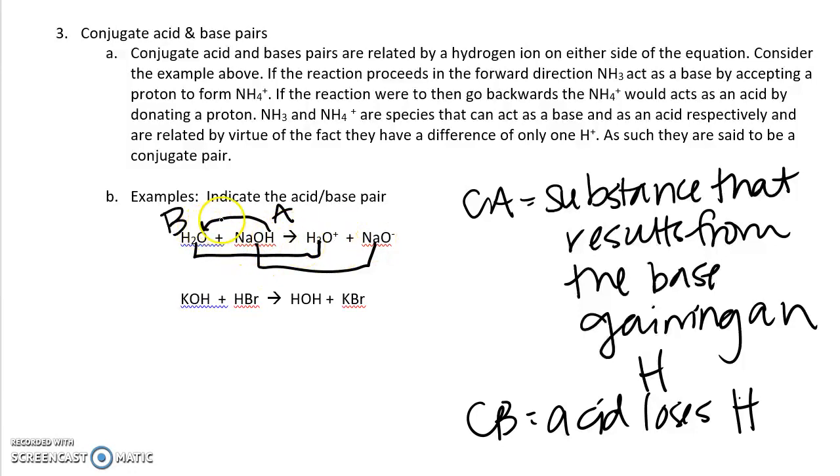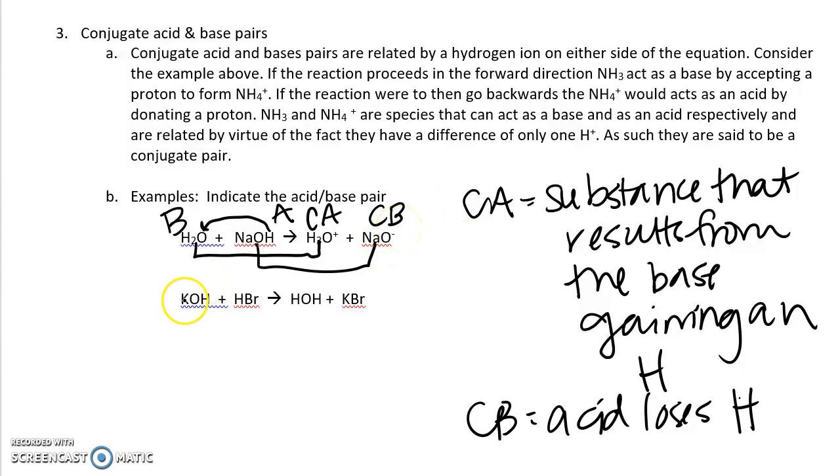The base always gets paired with an acid and an acid with a base. You don't pair up 2 acids or 2 bases because that doesn't make sense, since there should have been an H transfer there. So the base gets paired up with what's called its conjugate acid, which is a substance that results from the base gaining an H. So base gained an H, so that's called the conjugate acid. This is called the conjugate base because this is when the acid lost the H. That's the substance that you end up with there.